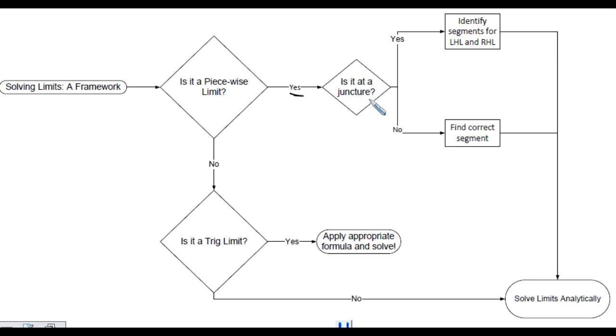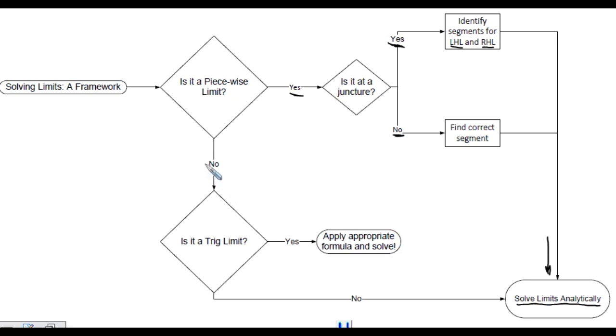So again, first, is it a piecewise limit? If it is, are you finding the limit at a juncture? And now again, if you forgot what that is, you can look back at one of my earlier videos. If you are finding the limit at a juncture, you identify the segments for the left-hand limit and the right-hand limit, and you use the solve the limits analytically method to solve those two limits. If you are not solving the limit at a juncture, you just find the correct segment and then you use the analytic method to solve the limit.